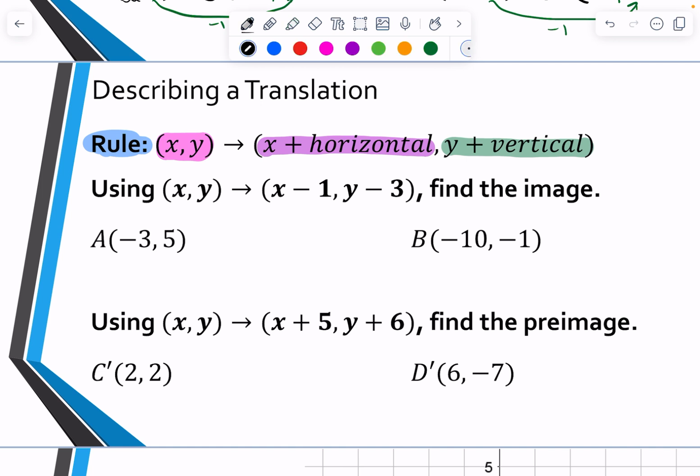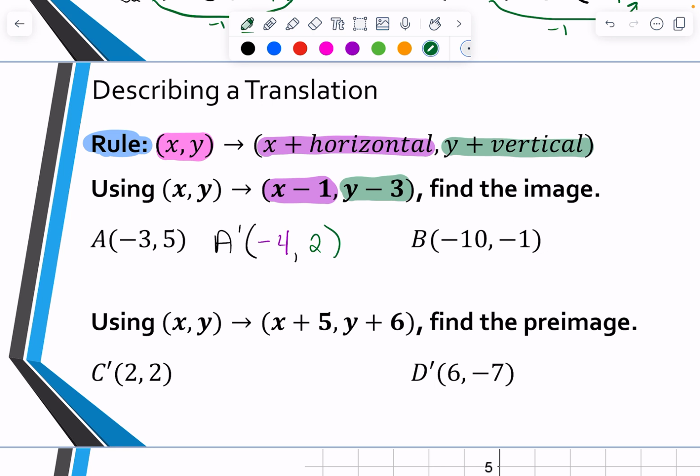So if we start here on the first one, I'm starting at the pre-image. To find the image, I'm going to take the -3 and I'm going to subtract 1, right? That's what that's saying there, take the pre-image and subtract 1 from it. So -3 minus 1 is going to give me -4. Then I come back and do the translation to the y value, which is y minus 3. So 5 minus 3, that's going to get me 2. So I have (-4, 2).